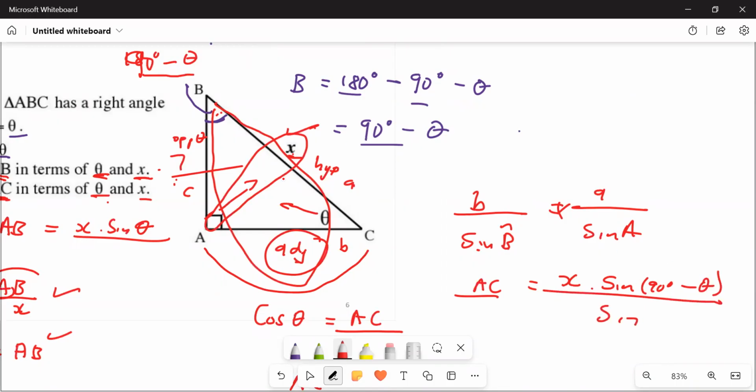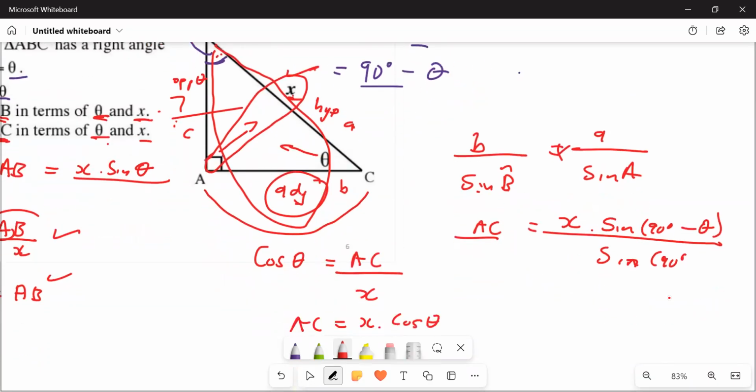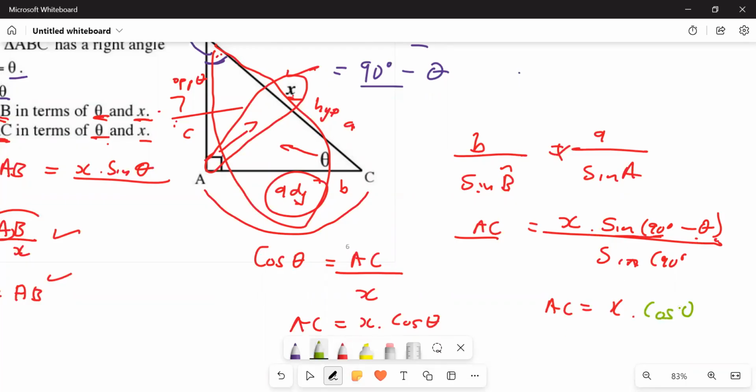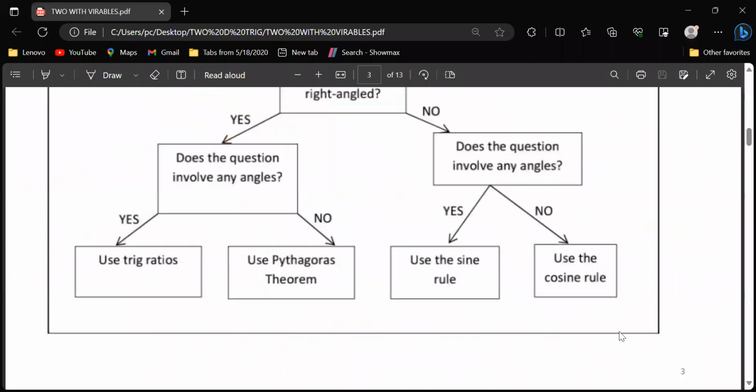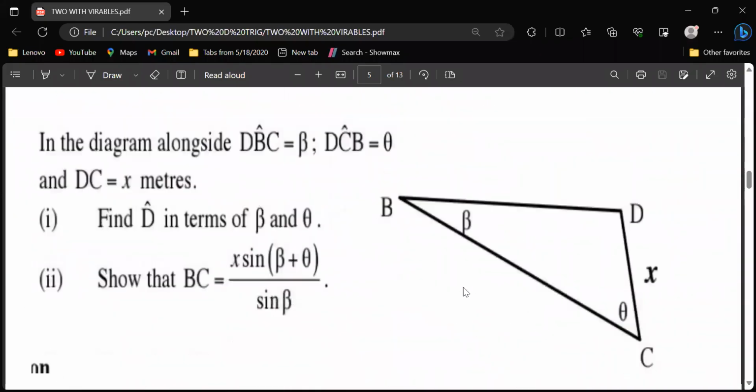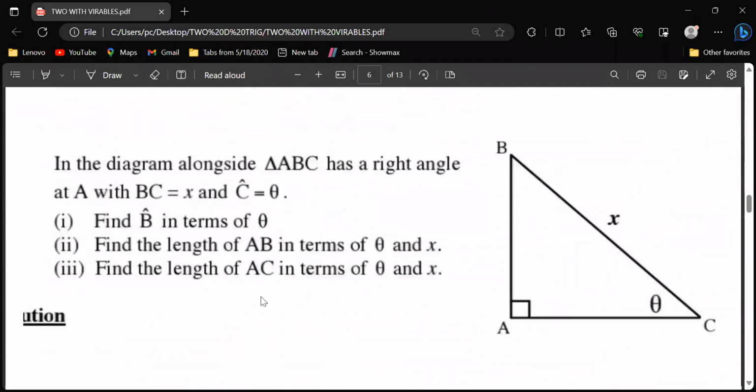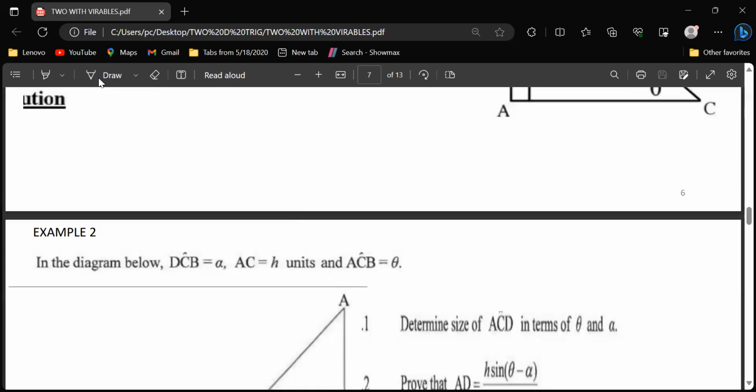What is A? It's 90 degrees. So AC is going to be given as x multiplied by the sine of 90 degrees minus theta. Sine of 90 degrees minus theta can reduce, but not only does it reduce, it changes. It's going to be the cos of theta. The sine of 90 is 1, so then this and this are exactly identical. We are going to do example number 1, and then we're also going to do example number 2 as your activity. Example number 1.